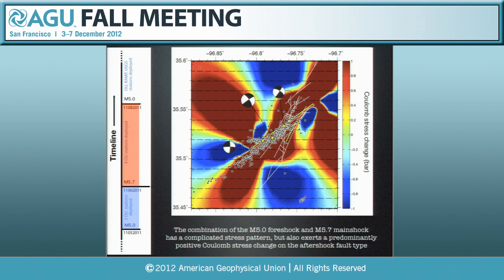Again, that was just for the main shock, but if we throw the foreshock and the main shock into this picture, again, it's a very complicated stress pattern, but you can see that, again, it's predominantly positive Coulomb stress change.